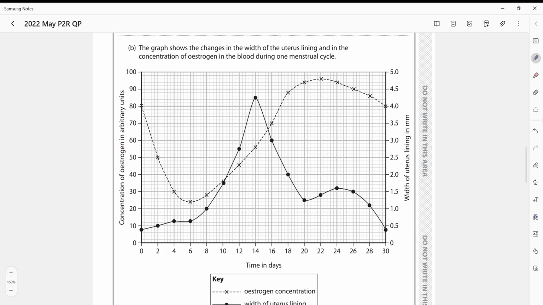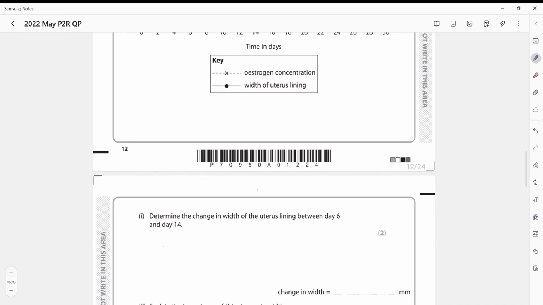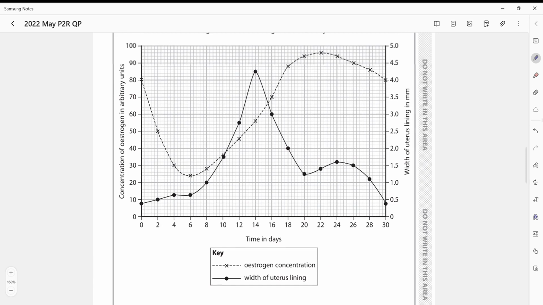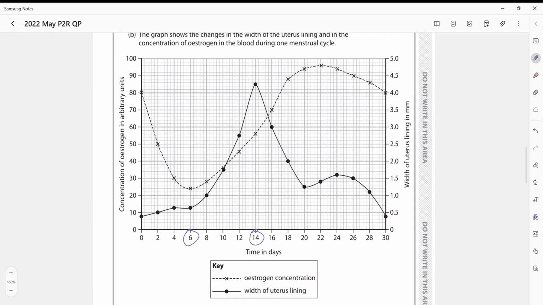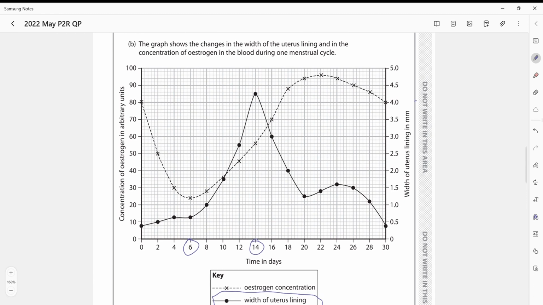Okay, let's move on to part B. The graph shows the changes in the width of the uterus lining and the concentration of estrogen in the blood during one menstrual cycle. Part 1 says determine the change in width of the uterus lining between day 6 and day 14. So day 6 is here, day 14 is here, and because we're looking at the width of the uterus, we need to look at the circles here, and at the axis on the right-hand side because that says width of uterus lining in millimeters.